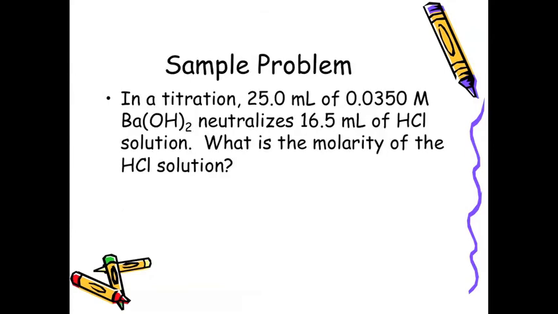A sample problem is in a titration of 25 milliliters of 0.035 molarity barium hydroxide, neutralizes 16.5 milliliters of hydrochloric acid solution. What is the molarity of the HCl solution? So just like any other problem, assess the situation. Look at the givens that the problem has presented to you. Look at what it's asking for. It gives you volume there, molarity there, volume there, and it asks for the molarity. You're given a volume, molarity, volume, molarity.